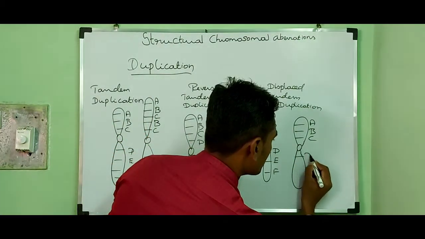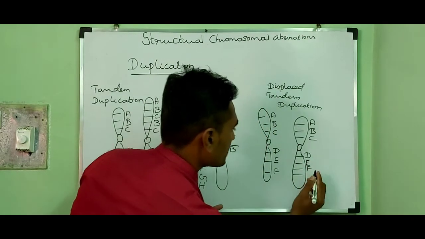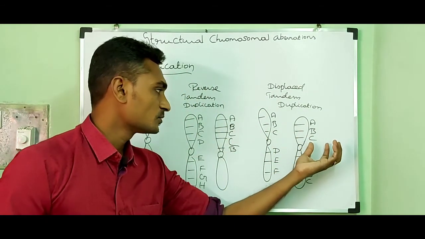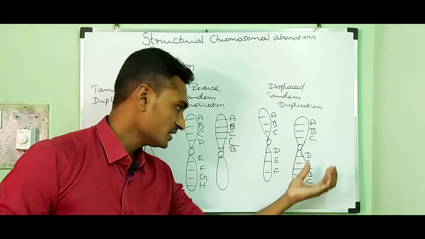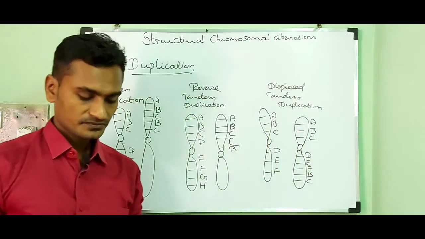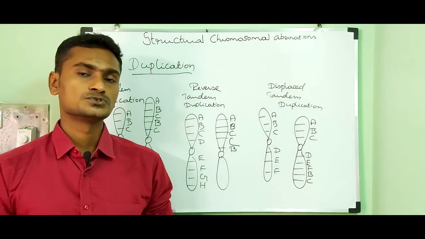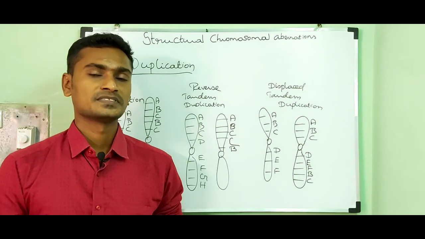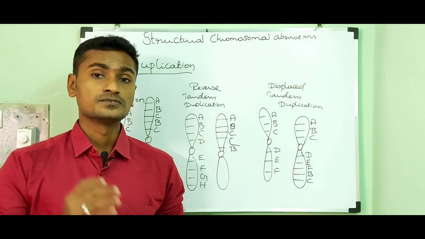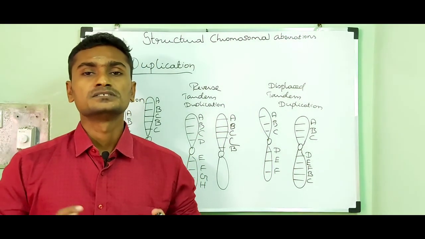That means this chromatid contains the capital B and capital C. So here you can find this is the normal segment, this is the duplicated segment which is away from the normal segment. So that is called the displaced tandem duplication process. Then the duplication process plays a major role in evolution.